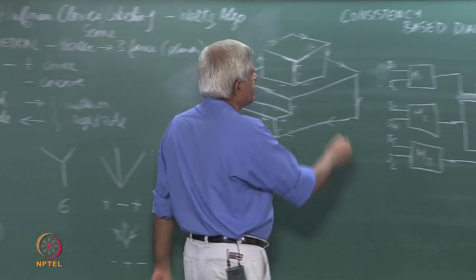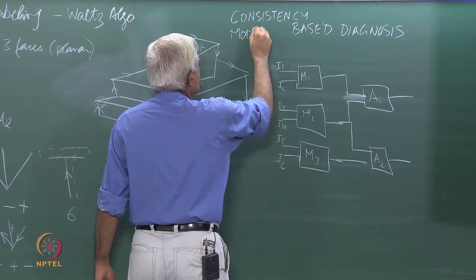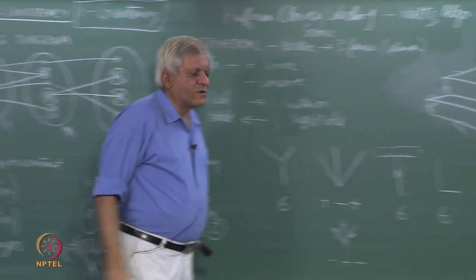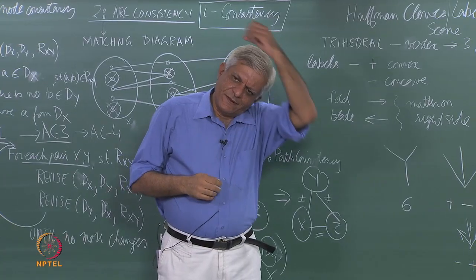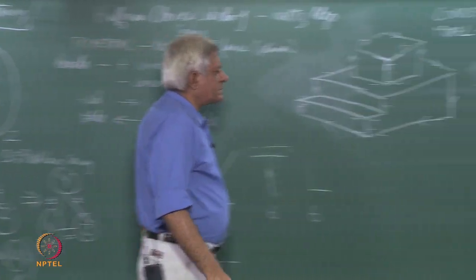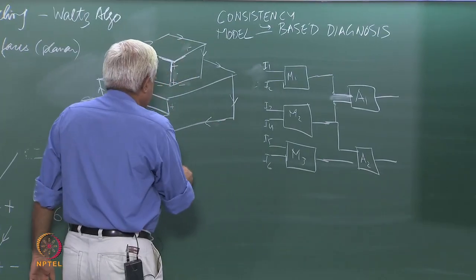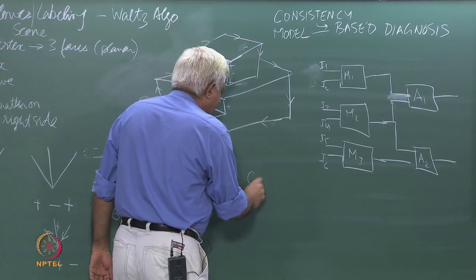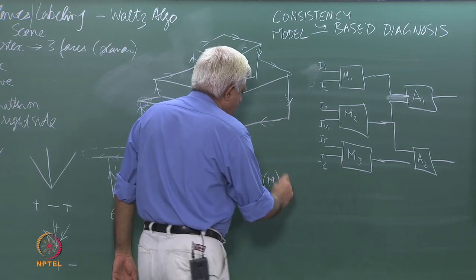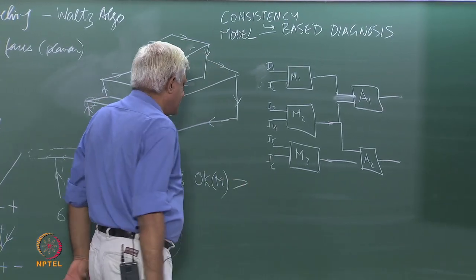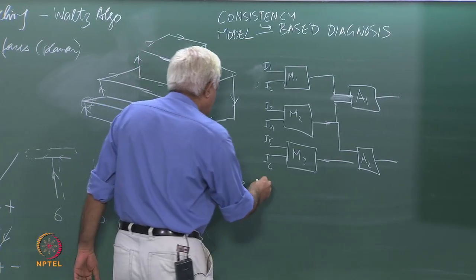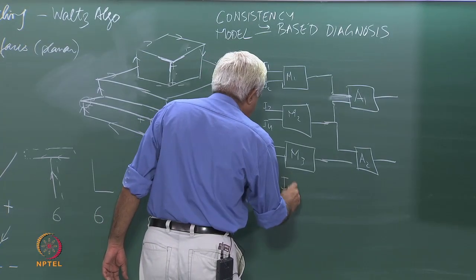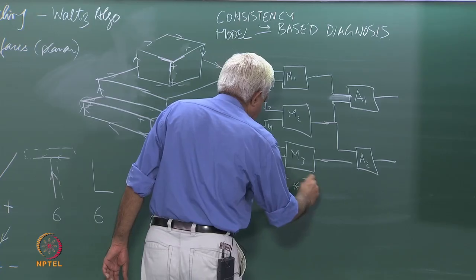So, consistency based diagnosis is also called model based diagnosis. So, model based or consistency based diagnosis, what it says is that you construct a model of the system, and the model that we build is a constraint model. And how do we do that? We say that a multiplier is defined as follows, that if it is OK, then I will use this for an implication sign, output of M equal to input 1 into input 2.